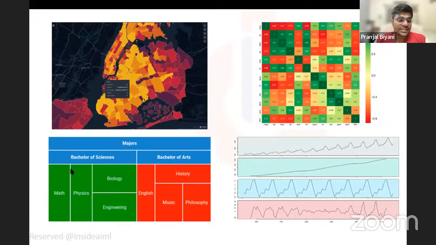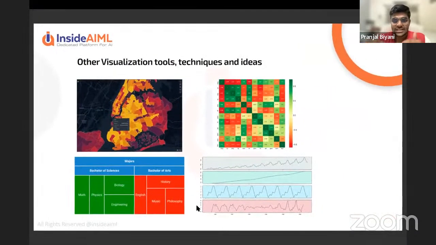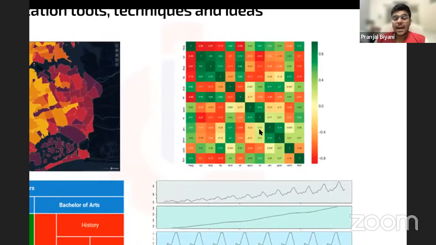In Bachelor of Science, there are 4 majors: math, physics, biology, engineering. In Bachelor of Arts, there is English, history, music, and philosophy, right? So this is a hierarchical chart or a plot to represent composition of the data. Okay. Now, this is called a heat map.